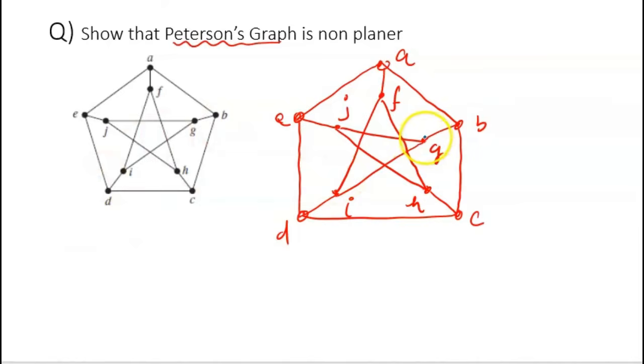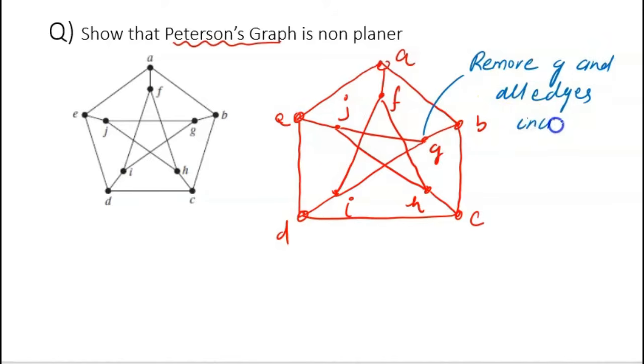The first step is that I am going to remove this G. So remove the vertex G and all edges incident on it. So if I do that, let me quickly draw it. So that is A, B, C. Oh, I'm not writing them in the right order, but anyway, you understood the point.